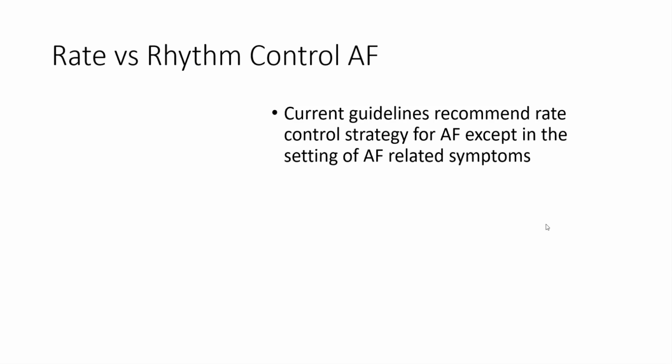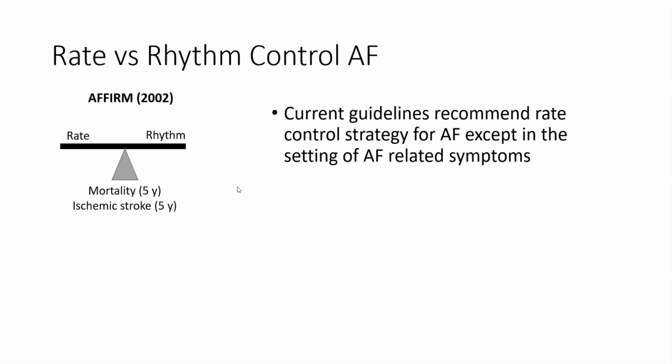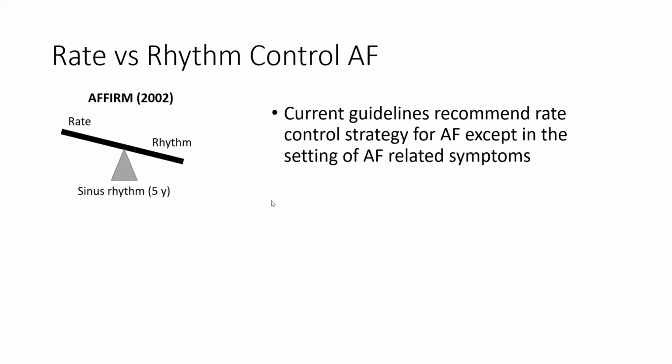Current guidelines recommend a rate control strategy for AFib, except in the setting of AFib-related symptoms. And this was largely based on the AFFIRM trial from 2002, where they found no difference in mortality or ischemic stroke at 5 years between rate and rhythm control. However, that study also showed that more patients in the rhythm control group maintained sinus rhythm at 5 years.